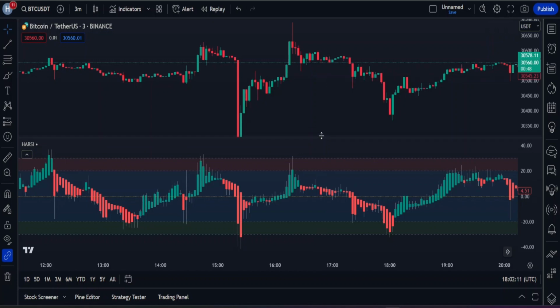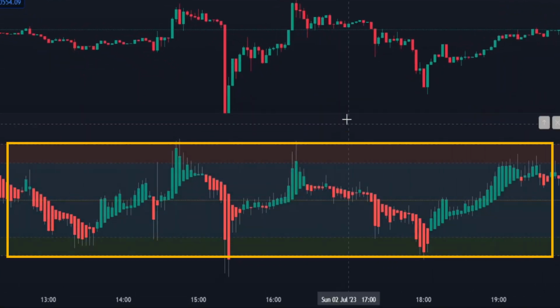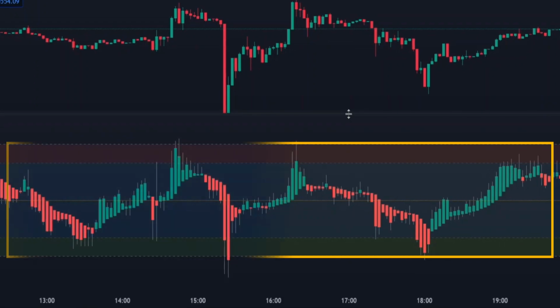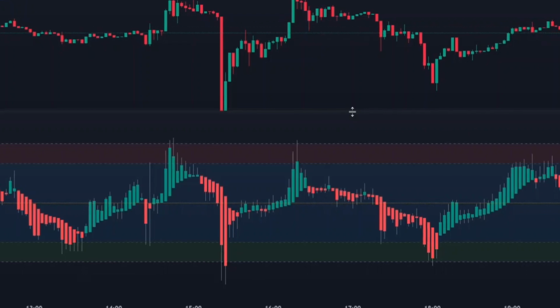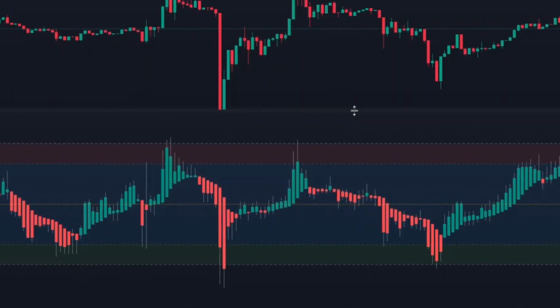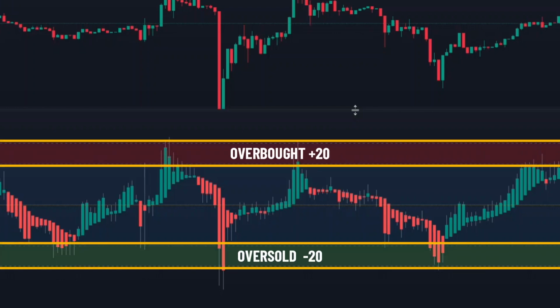This indicator has 3 components. The first component of the indicator is the RSI Heiken Ashi candlesticks. These candlesticks display a modified version of price action, smoothing out the noise and making it easier to identify trends and reversals. The second component is the overbought and oversold zones. These are the green and red zones that are plotted at the 20 level and the -20 level. Whenever the candlesticks reach these zones, we consider the market overbought or oversold.